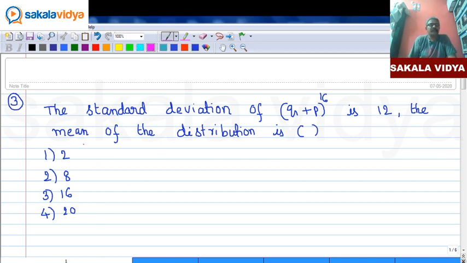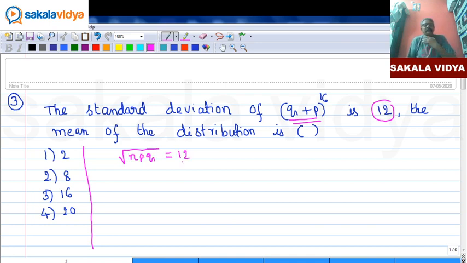Alright, very good, wonderful. The standard deviation of (q plus p) whole to the power of 16 is given as 12. That means root of npq is given as 12. So npq is equal to 144. Am I correct now? Say equation 1.